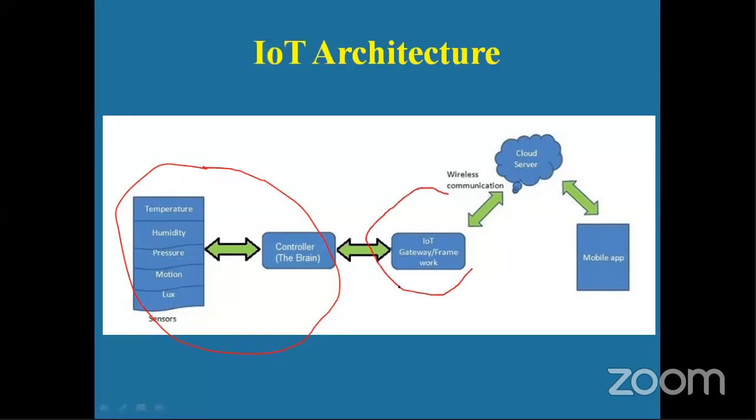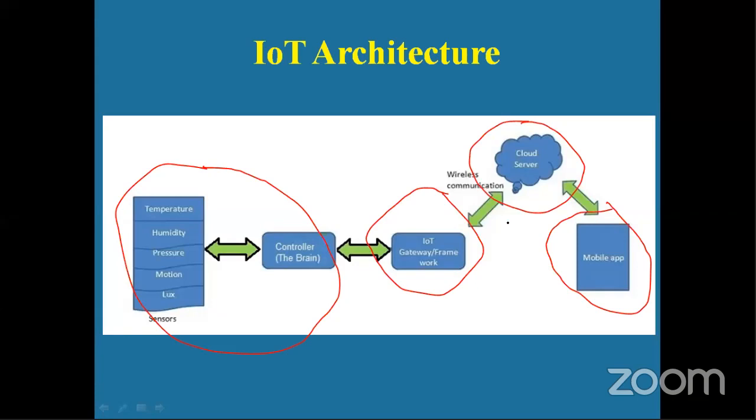Now this is the communication block of your IoT. Then you have the cloud server, which is the software backend of your IoT. And finally, the mobile application, which is the application part of your IoT. So these are the 4 building blocks of IoT, which I told you.